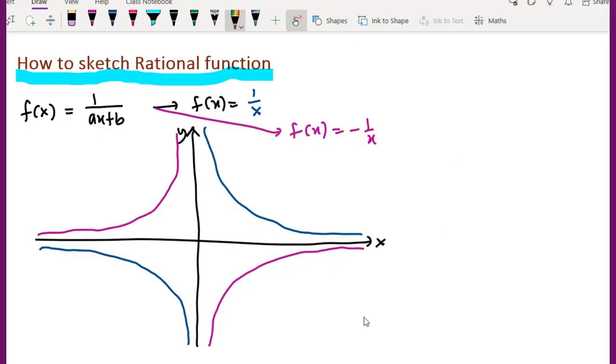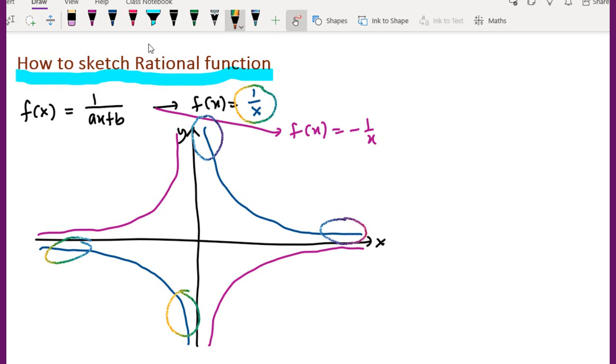Hi, this time I'm going to teach you how to sketch rational functions. Given that 1 over ax plus b is linear, the function is f(x) equals 1 over x or negative 1 over x. For 1 over x, the graph is in the first and third quadrants. It has asymptotes, so the graph never touches the y-axis or the x-axis. This is the graph for 1 over x.